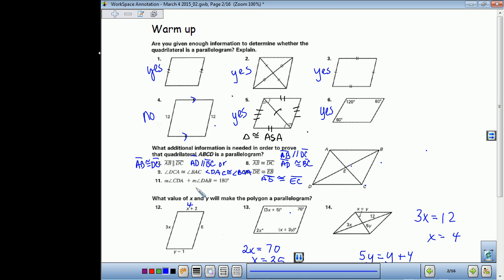All right, this one says that angle CDA, that one, plus DAB, this one, add up to 180. Okay, so what else would we need? Angle D is equal to angle B. We would either need that this one plus this one, those two, equal 180. So I've got both consecutive angles supplementary. Or I would need this one and this one add up to 180. So I could go either way with number 11. Got it?